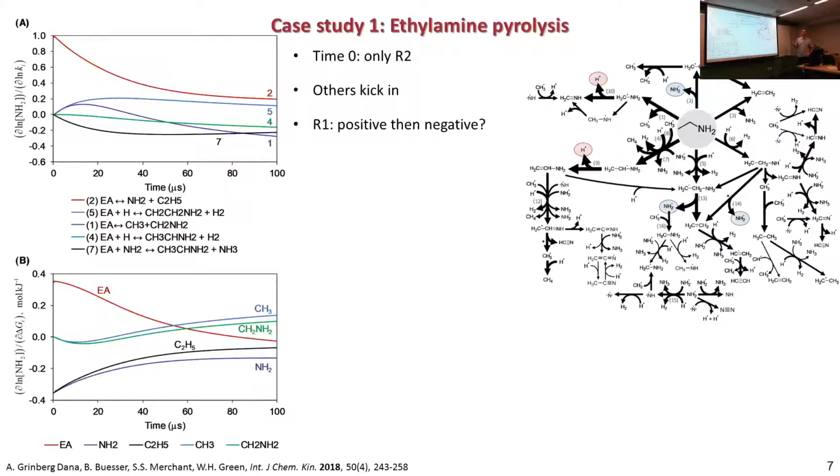At later times, it's not the fastest way. The fastest way to produce NH2 is actually via these routes, H abstraction and then some beta fission. So at later times, others kick in, and we can look at number 5, for example. Here it is, reaction number 5. I hope it's not too small. So we're sensitive to the rate of that reaction, leading eventually to beta scission and forming NH2.